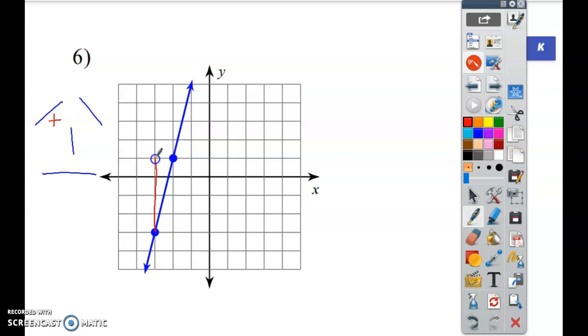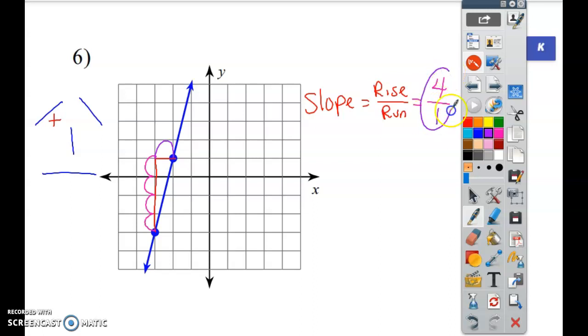I'm going to do the rise over run. So go ahead and count. How much is the rise and how much is the run? Rise is 1, 2, 3, 4. The run is 1. This is an easy division problem. What's 4 divided by 1? 4. The slope for this graph is 4.